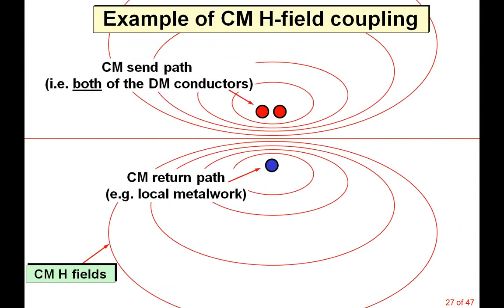Here's an example of common mode magnetic field coupling. Here's our send and return conductors, but because they're both carrying common mode current in the same direction, I show them as red. Here's our return path through the local metalwork, say, and here's a victim circuit. So our common mode noise can couple with victim circuits and cause interference too. You know, this victim circuit might be the antenna in an EMC test chamber.